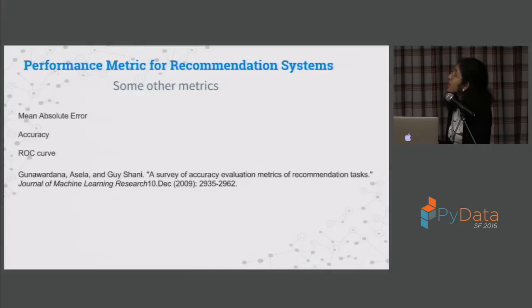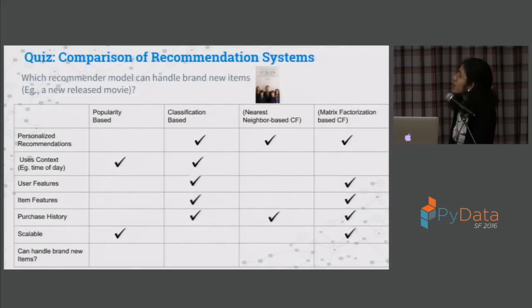Okay. So there are some other performance metrics also, such as mean absolute error, accuracy, and ROC curve. I would recommend you read this paper I have listed. It has a very good survey of evaluation metrics for recommendation tasks. I also have a following notebook wherein we will be using precision and recall to evaluate different types of recommender systems. Okay, so this is my last quiz here.